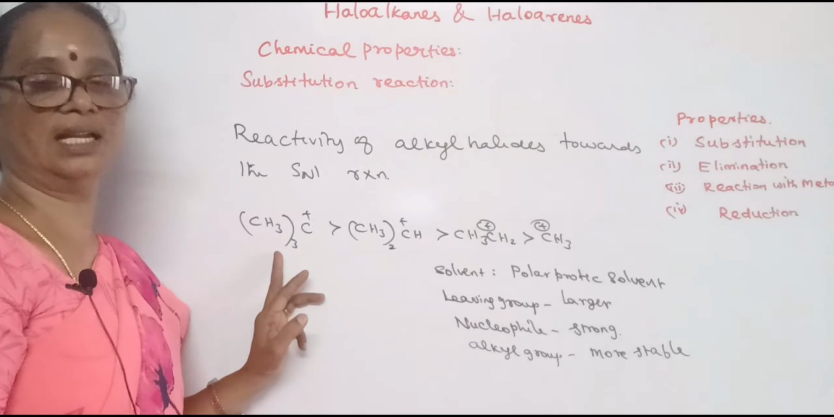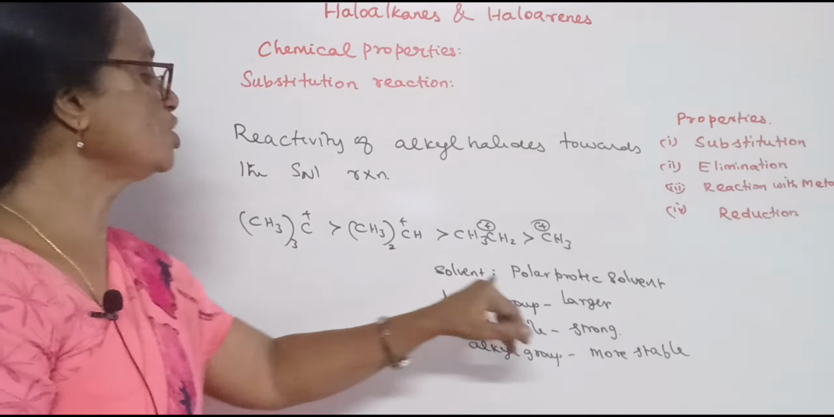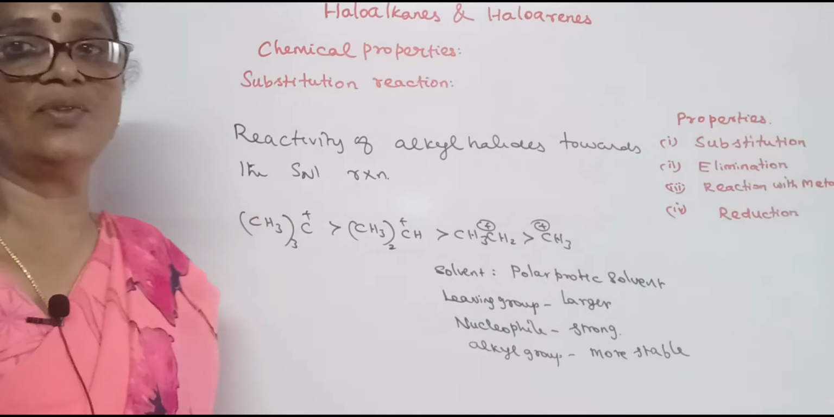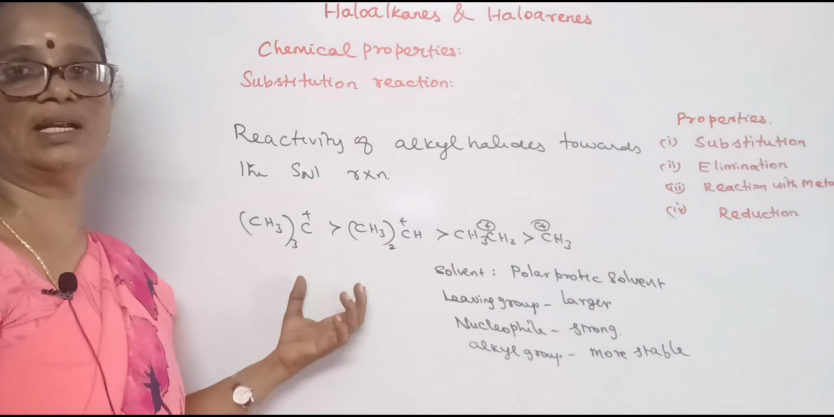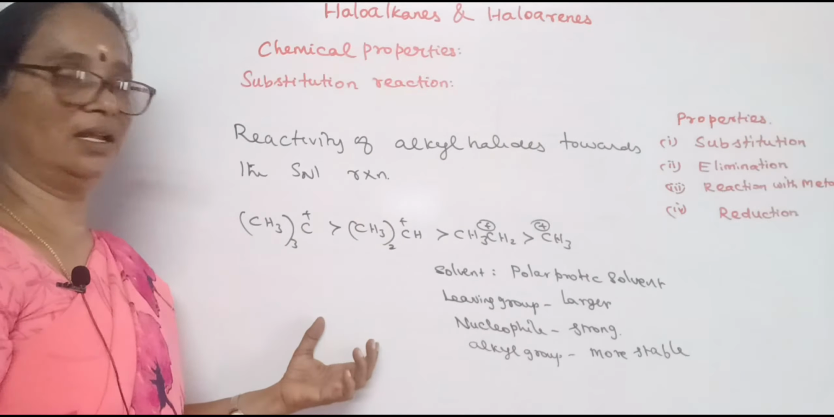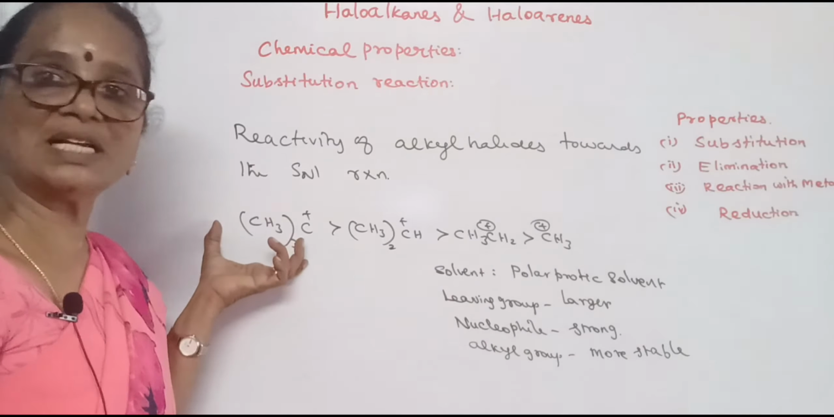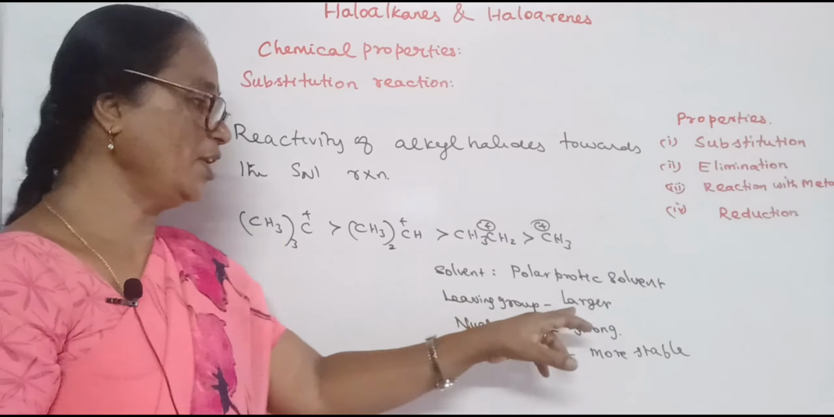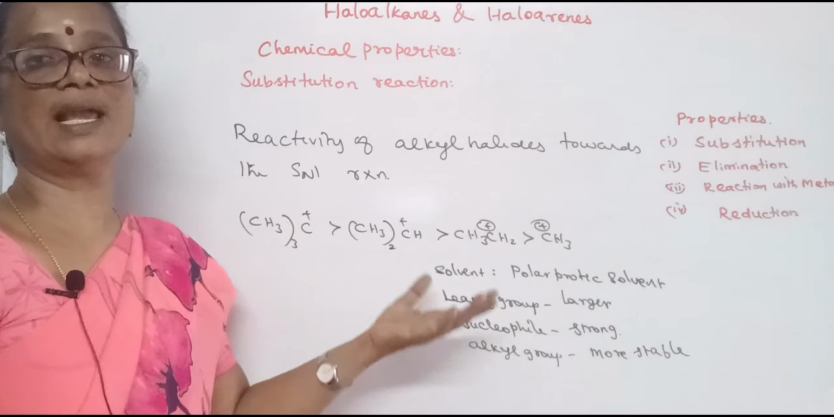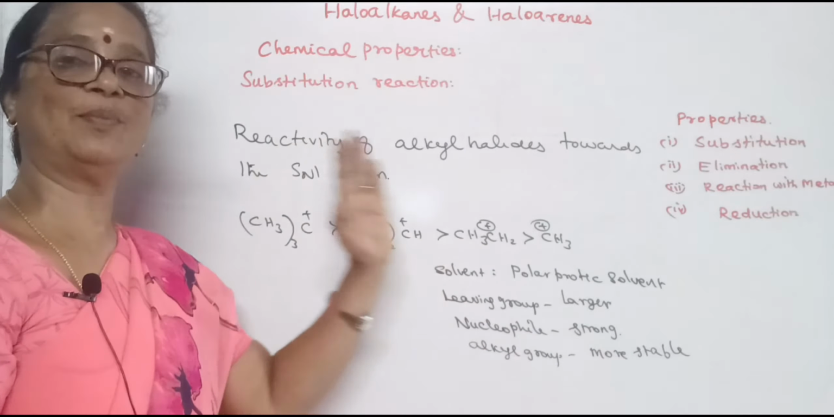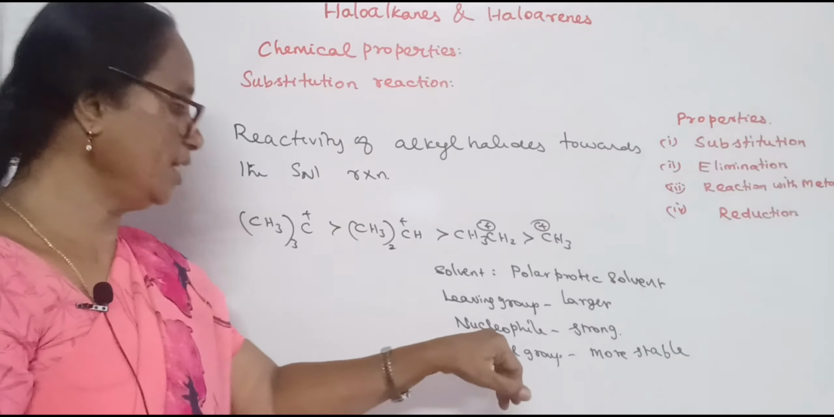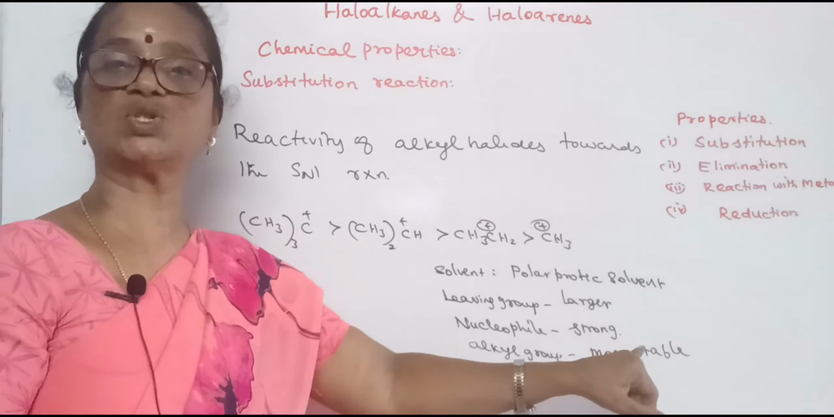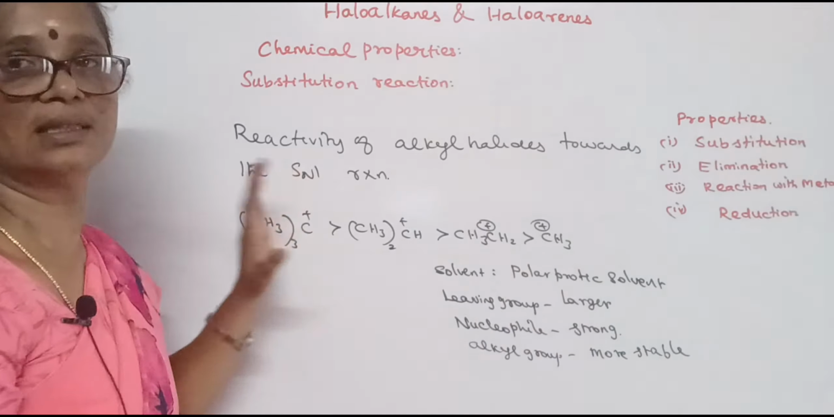is tertiary. And the solvent should be a polar protic solvent because the alkyl group and the halide ion cannot be solvated more effectively as the alkyl groups are much bulkier. And the leaving group must be larger in size, like bromide or iodide, so that it can leave the carbon very easily. And the incoming nucleophile should be strong enough to attack.